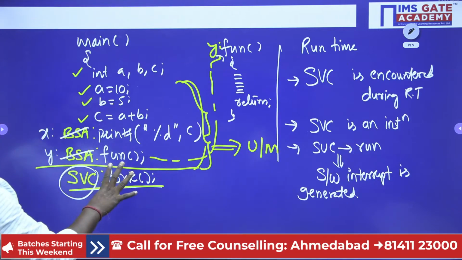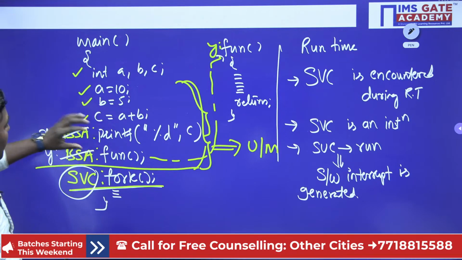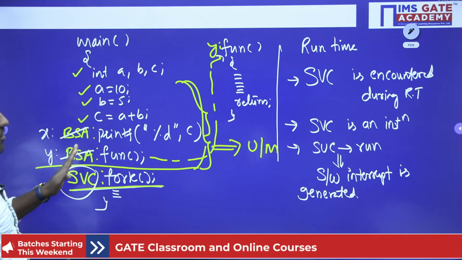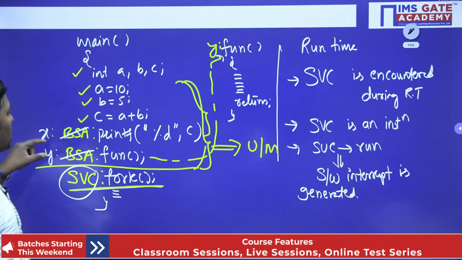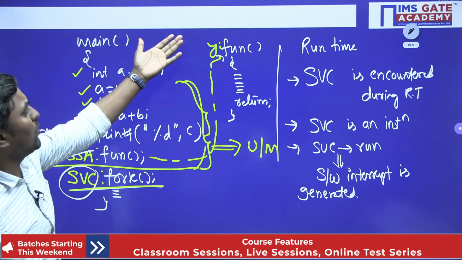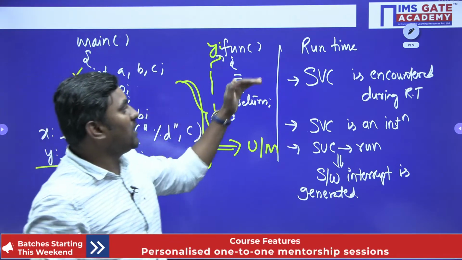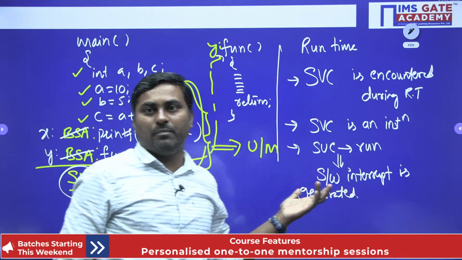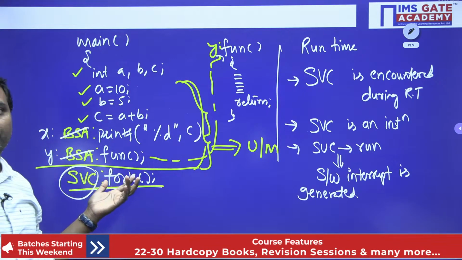So from here you can copy. In the main code, the user predefined functions are replaced by BSA, while fork is replaced by SVC. Before runtime, at link time only, the BSAs are replaced by the original addresses or relative addresses of those functions, but SVC is not replaced. When you run at runtime, SVC runs and generates the software interrupt. Correct. Please copy.